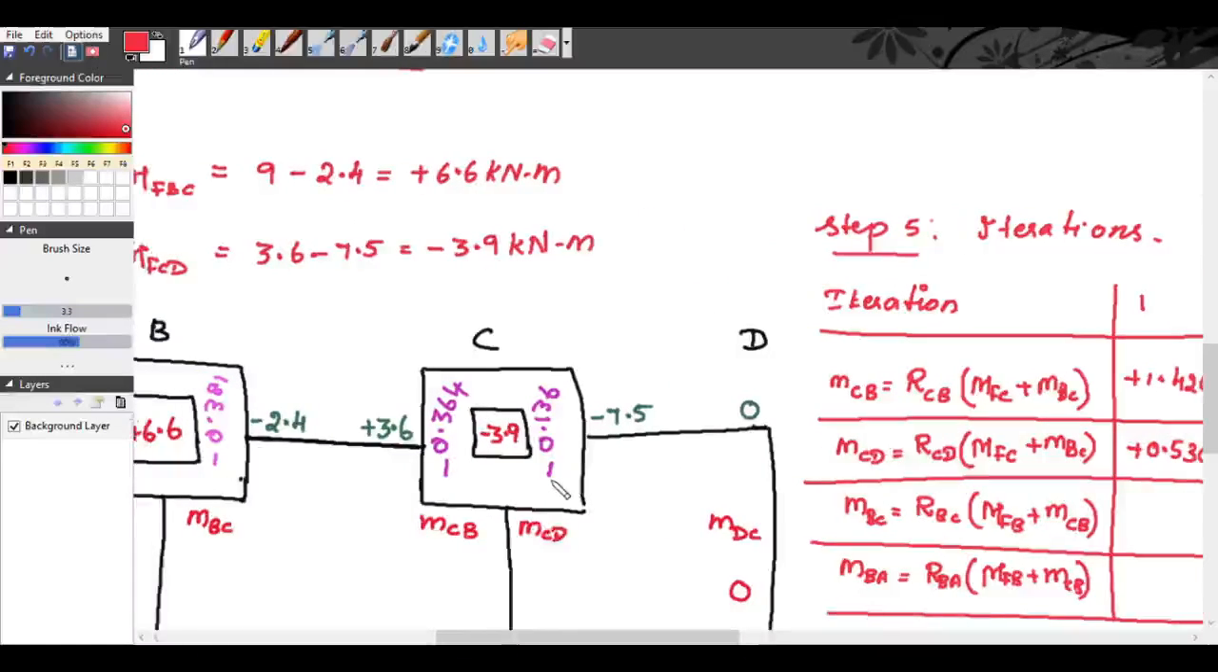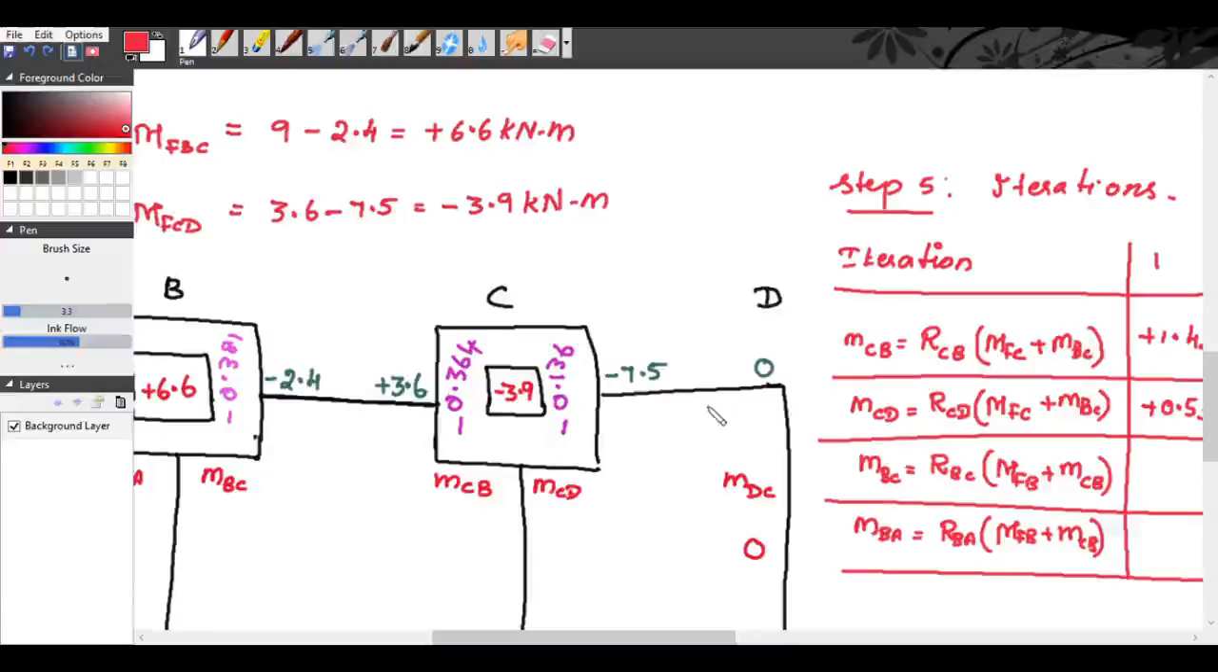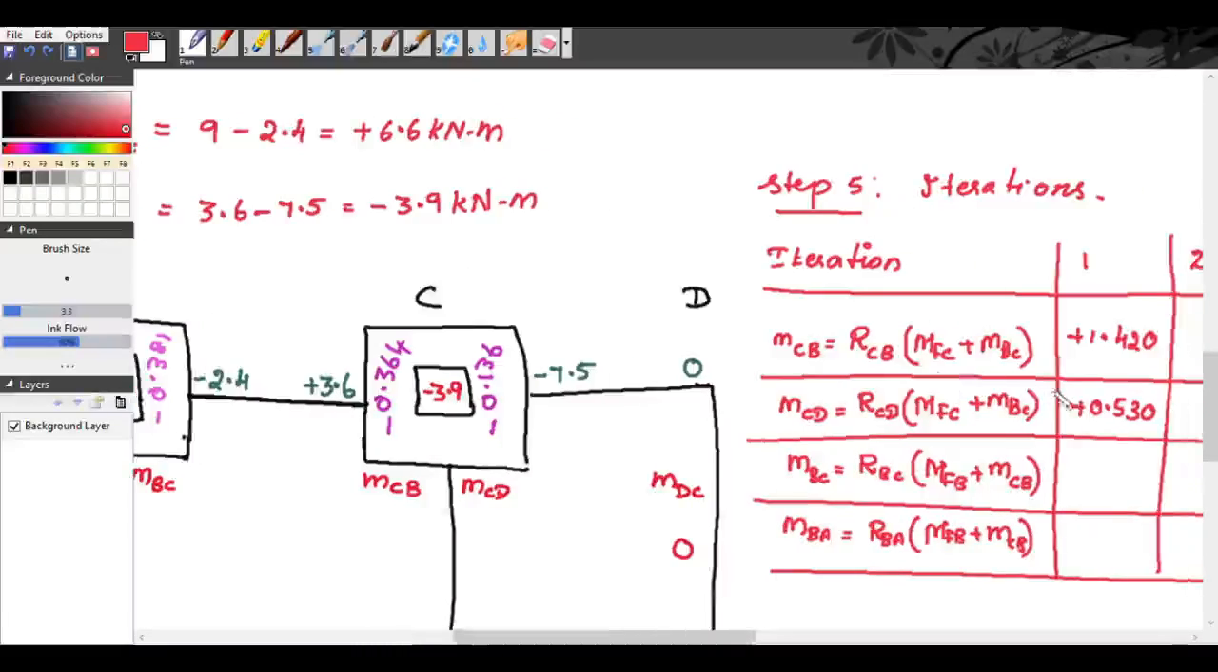Now we are going to find MBC. MBC is equal to RBC multiplied by MFB plus MCD. RBC is minus 0.381, multiplied by this restrained moment, that is plus 6.6, plus MCD. We have already found MCD, it is 0.530, so you have to use this.